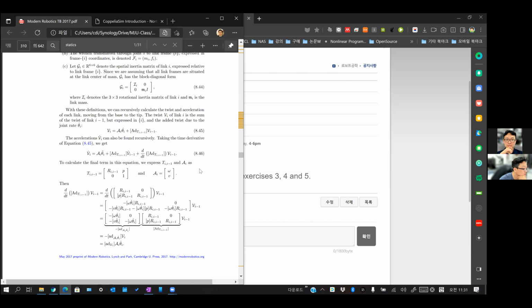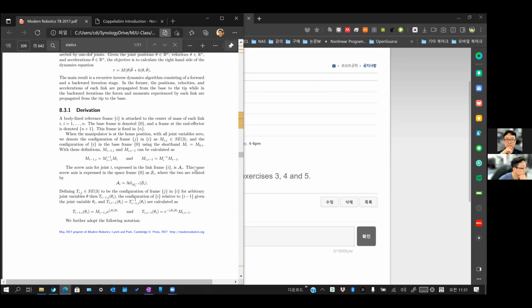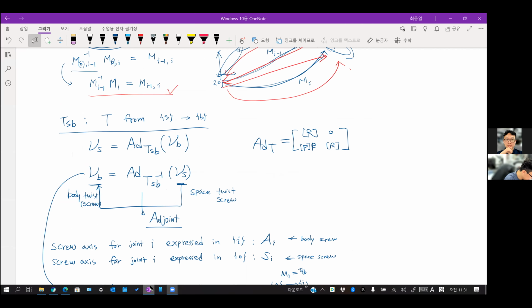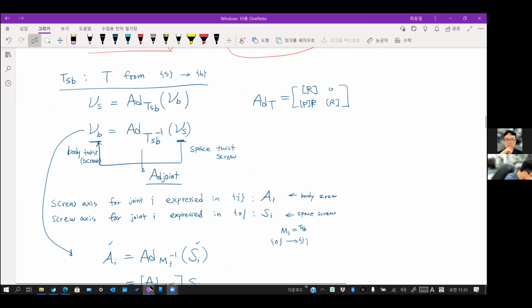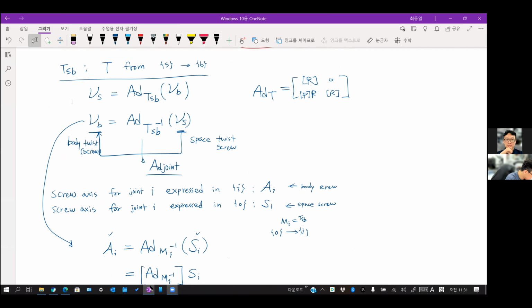Let me check this equation is right. Okay, this one is right. So screw axis for, okay, this one is about the twist, space twist and body twist.